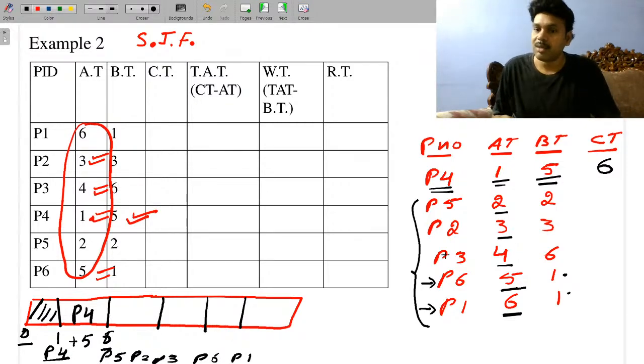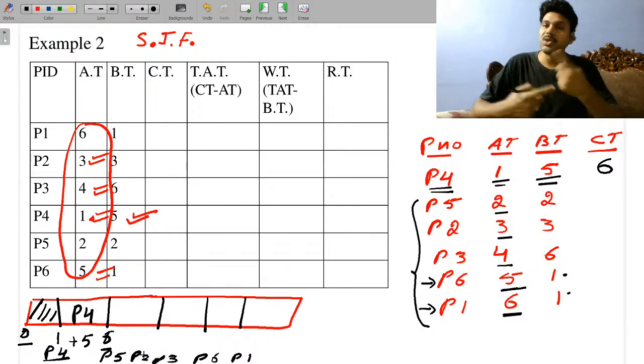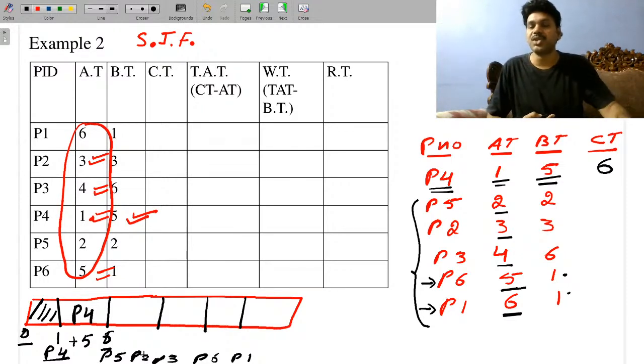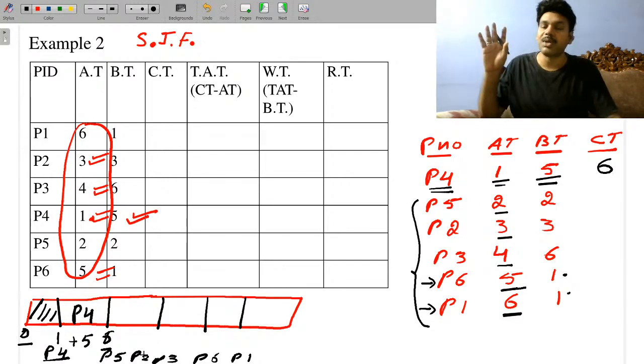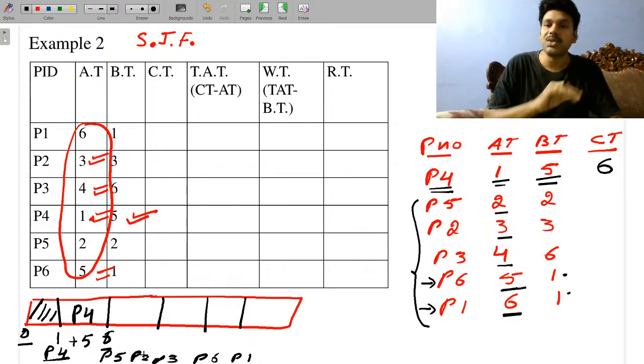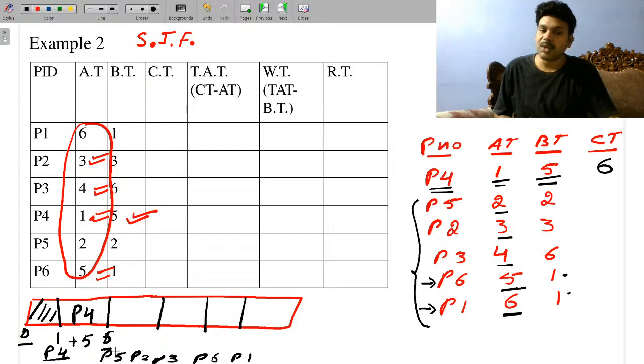Shortest job first, because all processes are in a particular ready queue only. Whenever the ready queue has multiple processes, or more than one process, then there is a need for CPU scheduling. If there is only one process in the ready queue, there is no concept of CPU scheduling, just assign it to the CPU. Here there is more than one process.